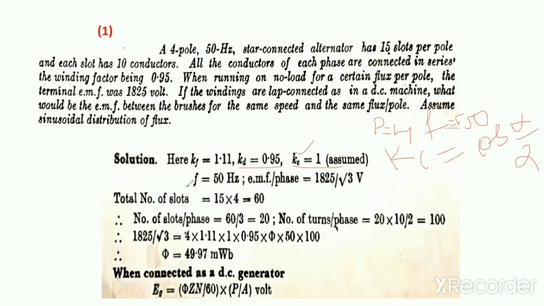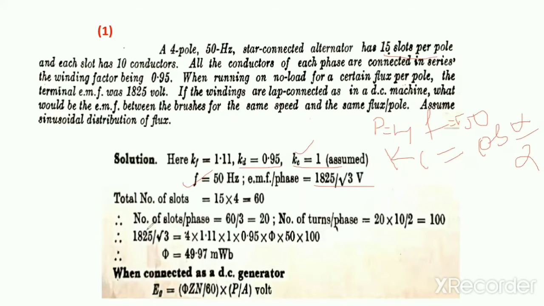Next, the supply frequency F is equal to 50 hertz. The EMF is 1825, and per phase means we are dividing by √3. Next, we calculate the total number of slots, that is slots per pole into number of poles: 15 into 4. Therefore the total number of slots is 60.